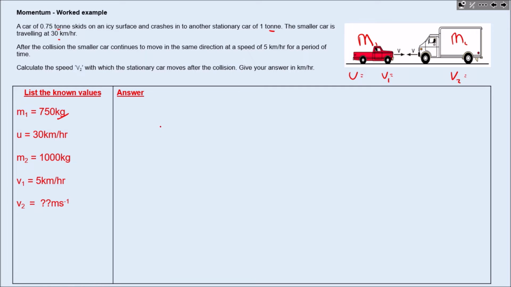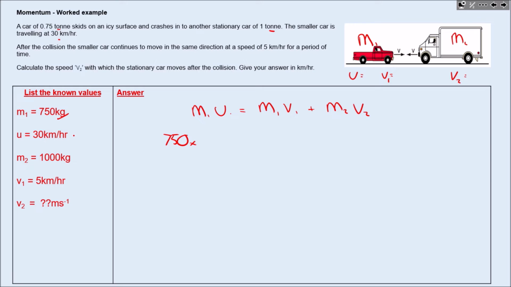So we'll go ahead and lay that formula out. We'll have M1 U equals M1, and we've got our final V1 plus M2 V2. So we know that we've got our first mass and we've got the initial velocity. We've got these two values, so we'll go ahead and put those in. So we've got 750 times u.